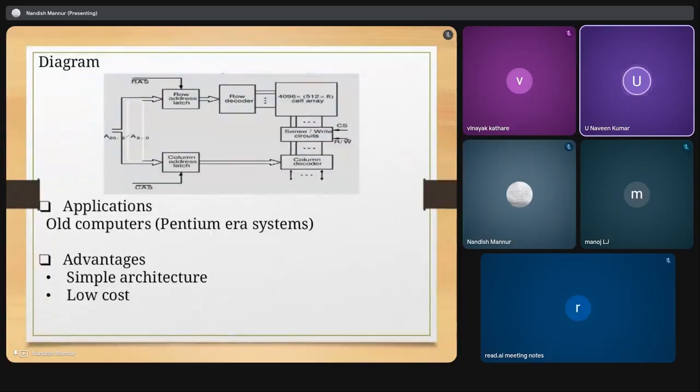And we have the CS, which means chip select, enables the memory chip. Lastly we have the R/W, which means read or write. It will determine the read or write operation.